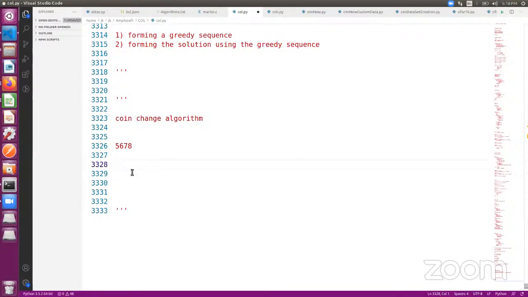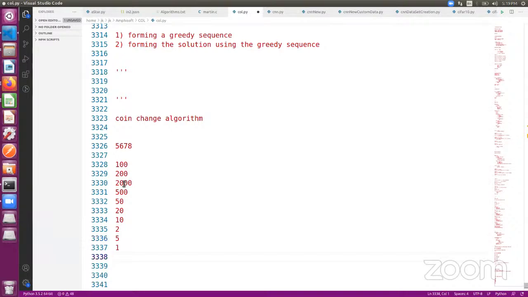So the various denominations are 100 rupees, 200 rupees, 2000, 500, 50, 20, 10, 2, 5, 1. These are the various denominations available in the Indian currency. Fine. So now, which denomination would you take first to fill this total?